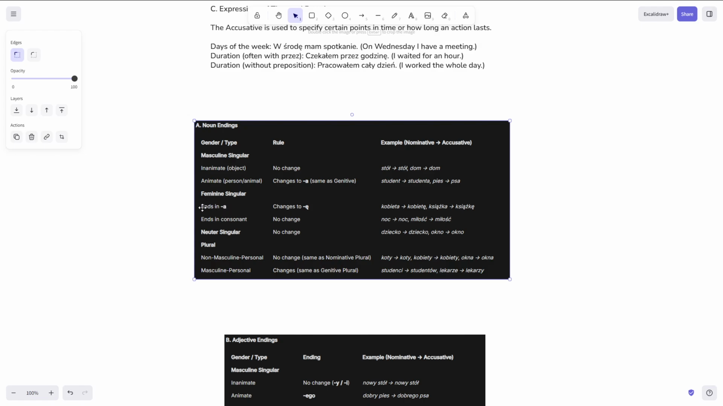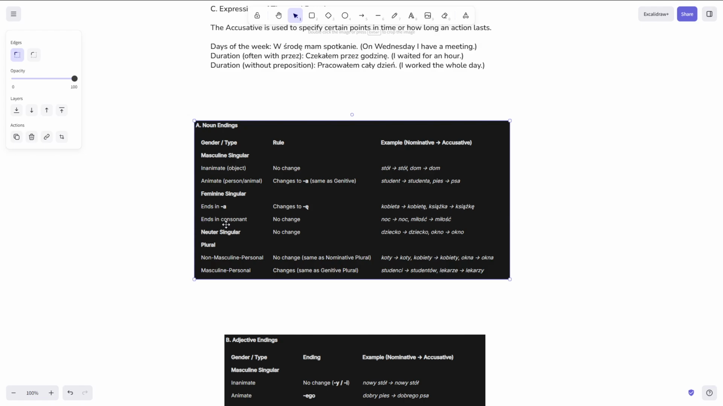For feminine nouns that end with an a, it changes to ę. And that's it. So for example, a woman, kobieta, becomes kobietę. A book, książka, becomes książkę. Okay? And that's it. If it ends with an a, change it to ę, boom, you're done.